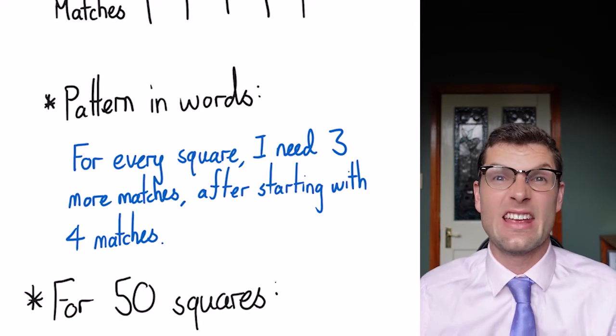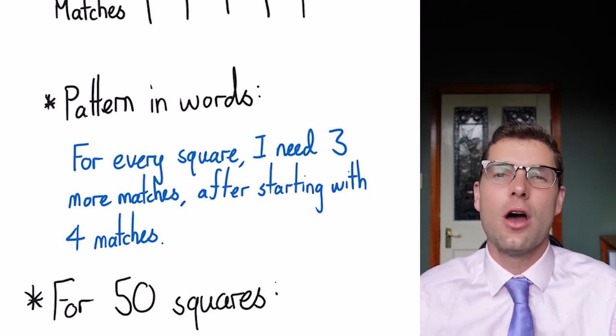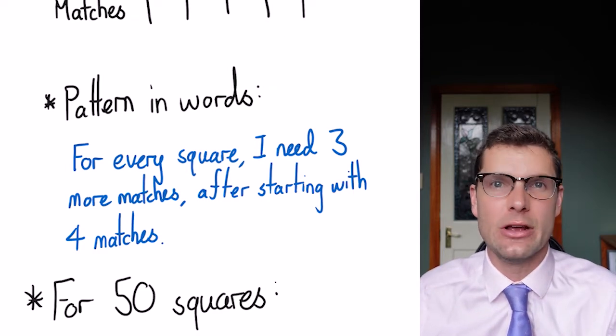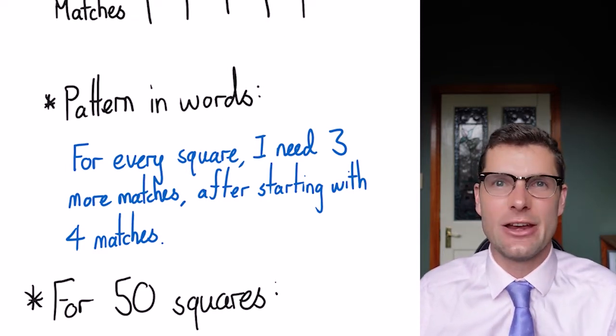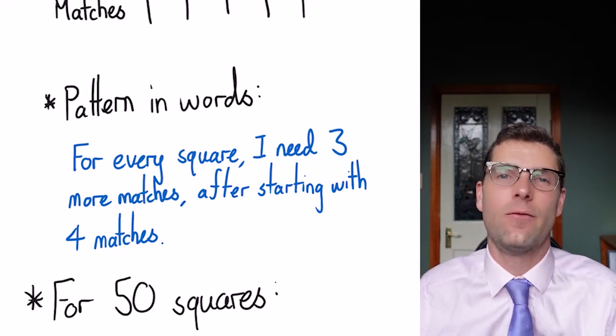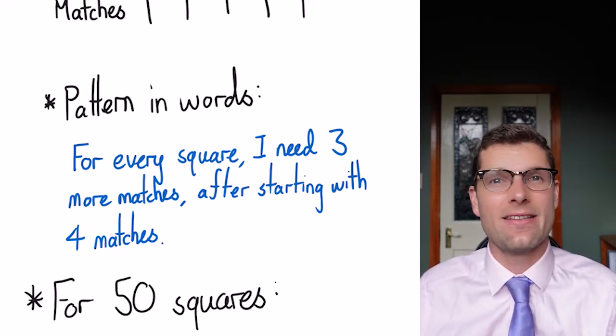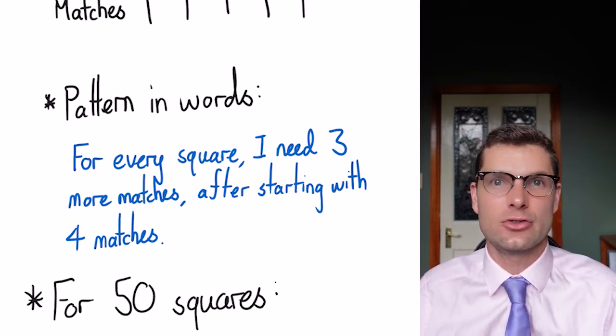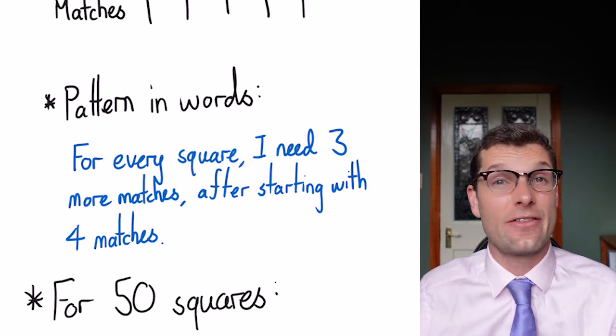So if we were going to put into words what we just saw, all that's happening is that for every extra square I want to build, I need an extra 3 matches. But that first square that I started with needs 4 matchsticks. So the pattern is after starting with 4, I need 3 every single time. So you can see how this could be really helpful.